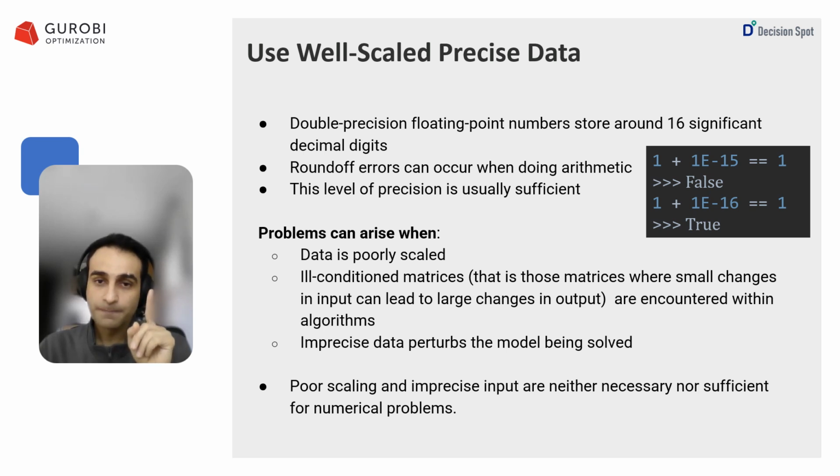First thing to remember is that real numbers aren't represented perfectly by computers. Most software, including Gurobi, relies on the double precision standard, which allows for around 16 significant decimal digits. That's quite precise and generally enough for most applications. However, rounding errors can still happen during arithmetic operations, especially when complex calculations or poorly scaled data is used.